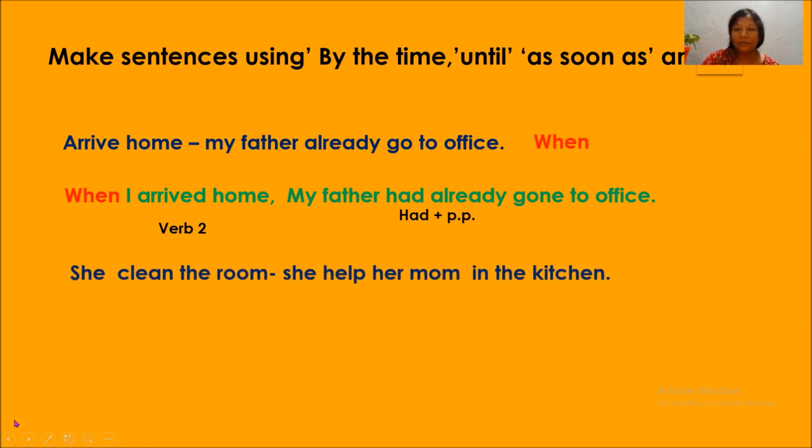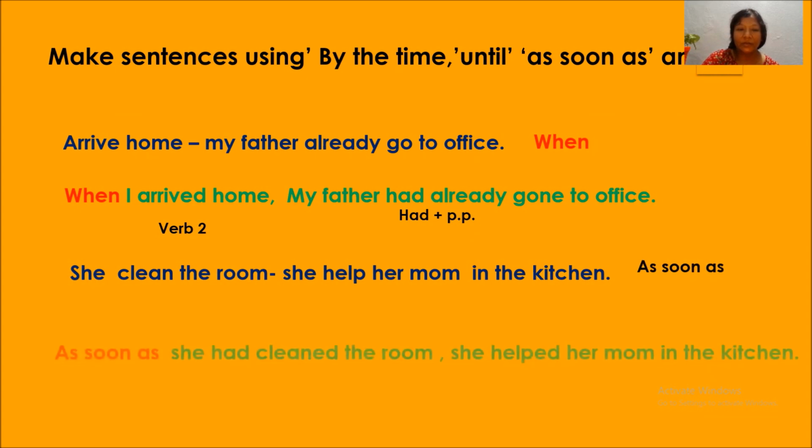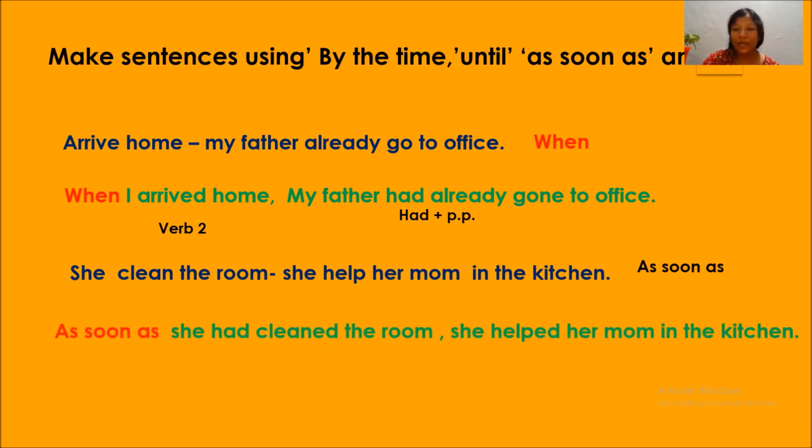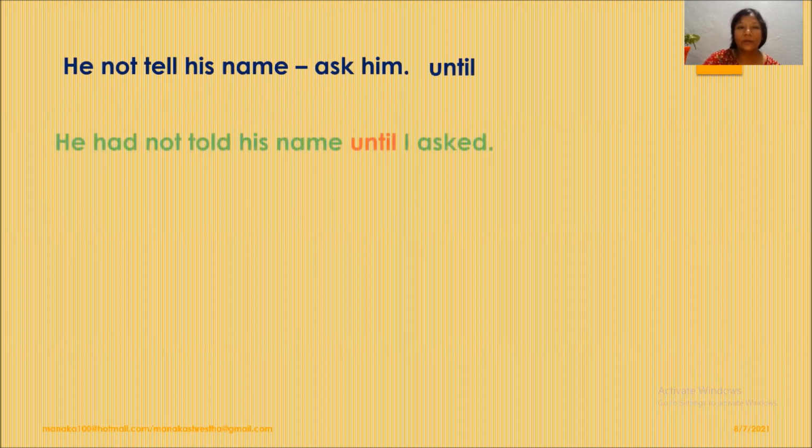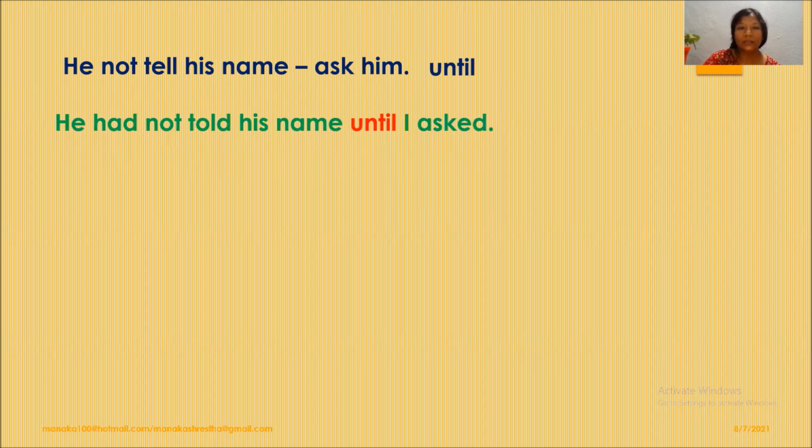She cleaned the room. She helped her mom in the kitchen. So first she cleaned the room, using as soon as. As soon as she had cleaned the room, she helped her mom in the kitchen. So as soon as with past perfect, had plus PP form, and another sentence verb two. Did not tell his name, asked him. Using until, he had not told his name until I asked. Had plus PP form and verb two.